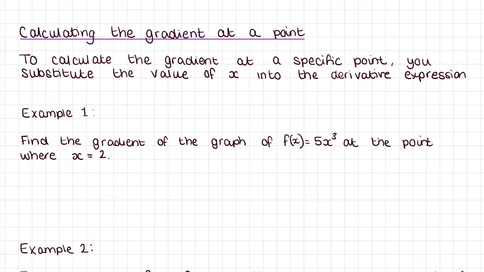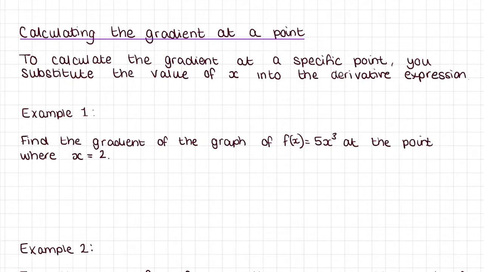This video is on calculating the gradient at a point. So to calculate the gradient at a specific point, you substitute the value of x into the derivative expression. First example, find the gradient of the graph of f of x equals 5x cubed at the point where x equals 2. So on the graph of 5x cubed, when x equals 2, we are wanting to know what is the gradient at that specific point.